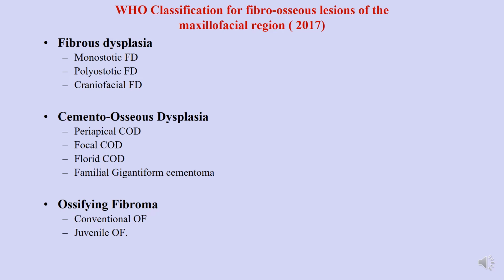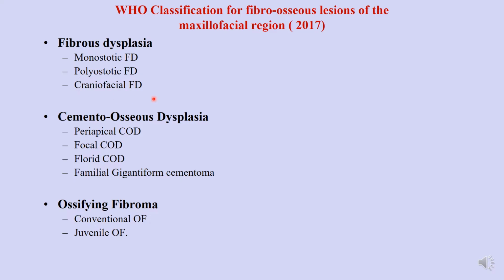The WHO has classified fibro-osseous lesions of the maxillofacial region over the course of many years, and one of the latest is the 2017 classification, wherein fibro-osseous lesions, that means lesions of the head and neck where the bone is replaced by fibrous tissue and then the fibrous tissue undergoes mineralization, are categorized as follows. Number one in that list is fibrous dysplasia. Under fibrous dysplasia we have three types: monostotic fibrous dysplasia, polyostotic fibrous dysplasia and craniofacial dysplasia.